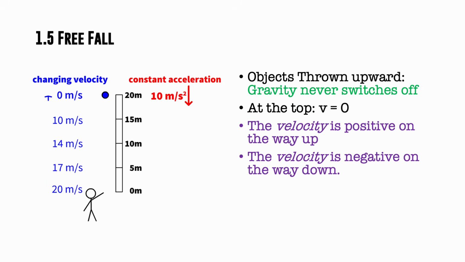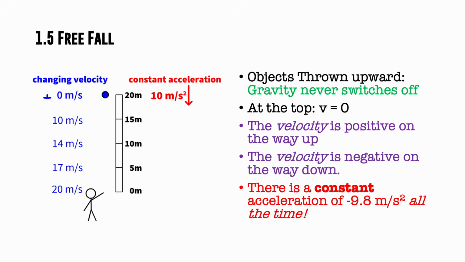And so make sure you can understand which way the vectors are pointing, acceleration and velocity, if it's in the up direction or the down direction. Wink, wink, nudge. That might be important later. And then the last thing that's really important, there is a constant acceleration of negative 9.8 meters per second squared the entire time. So it's always going to be accelerated.